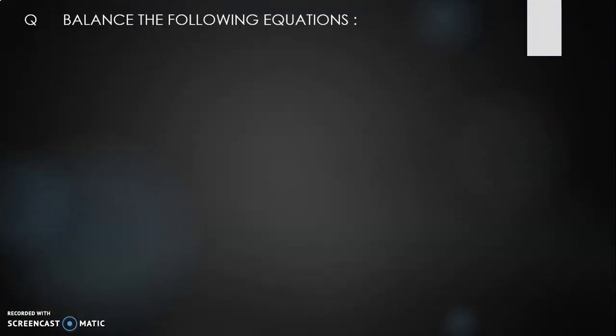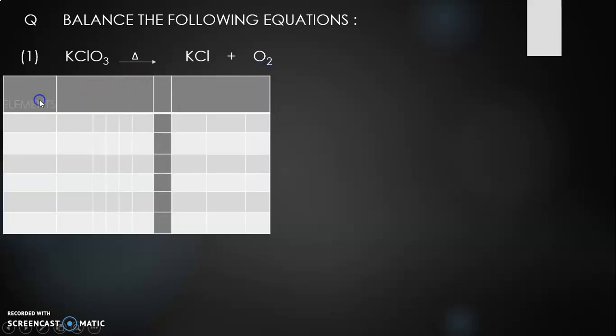Balance the following equations. Potassium chlorate on heating gives you potassium chloride plus oxygen. That is KClO3 on heating gives you KCl plus O2. We always draw a table for the elements, the reactants on the left hand side and the product on the right hand side.